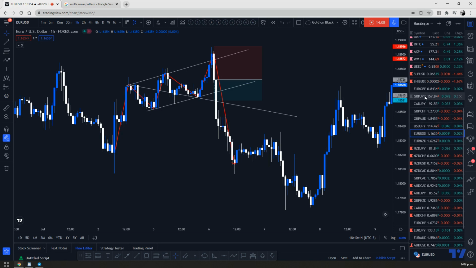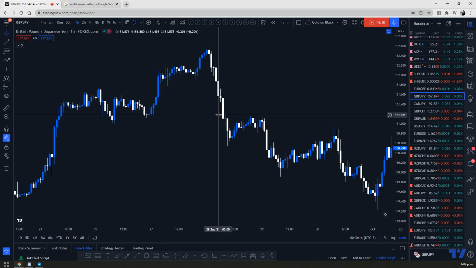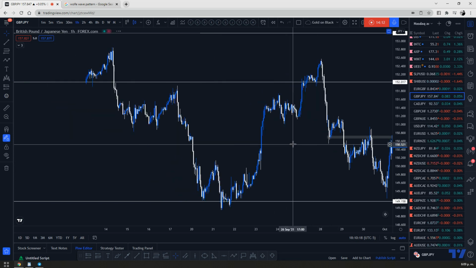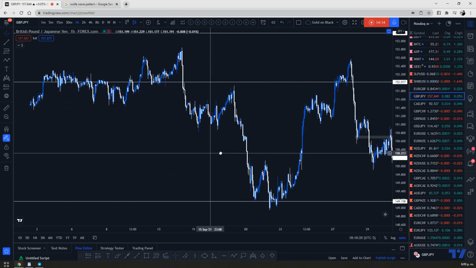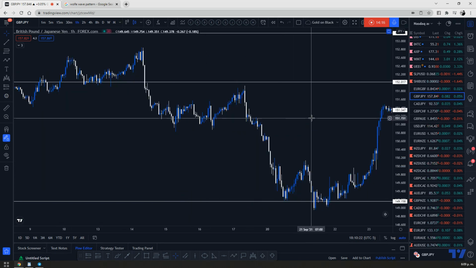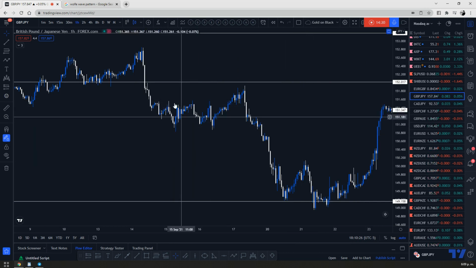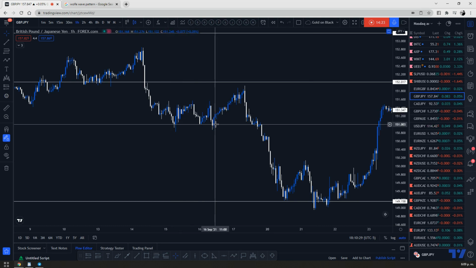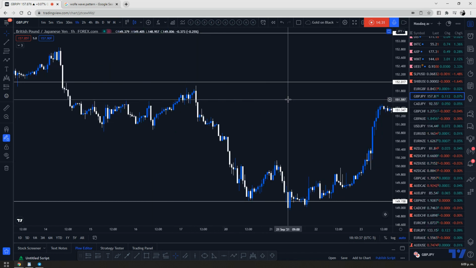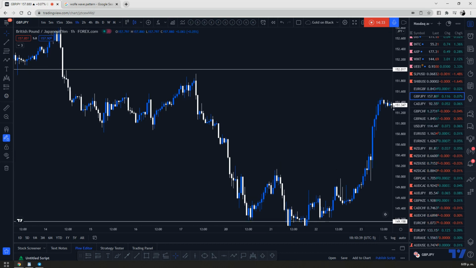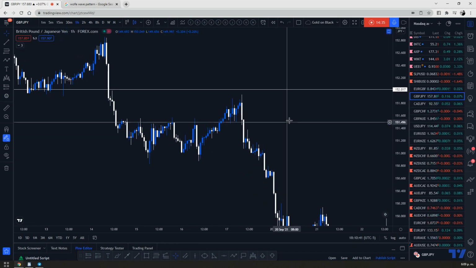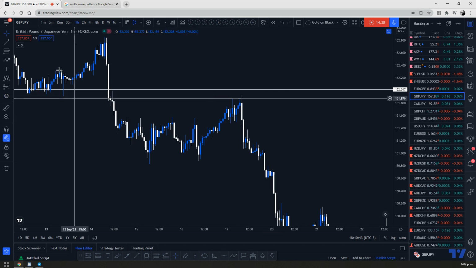Let's go with different pairs. Maybe GBP/JPY, CAD/JPY. Let's see if we can spot something. 1, 2, 3, 4. No. 1, 2, 3. Could this be the third point? So 1, 2, 3, 4, 5. Perhaps. Yeah, maybe this was the one. Could have worked.